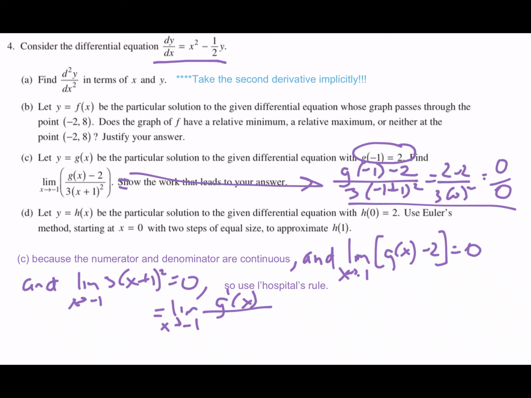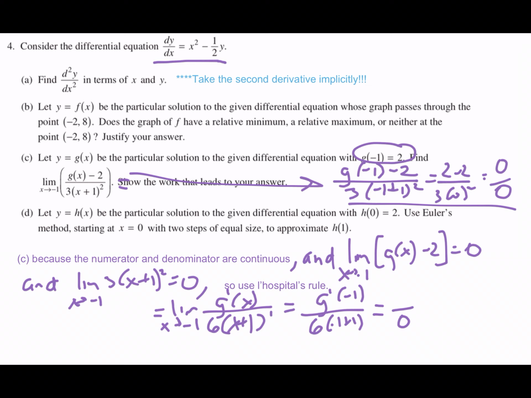The derivative of 3 times the quantity x plus 1 squared is: drop down the exponent, becomes a 6, reduce the exponent by 1, the inside stays the same, times the derivative of the inside, which is just another 1. So this is going to be now g prime of -1 over 6 times -1 plus 1. Okay, so now I see my denominator is still 0. I need my numerator to still also be 0 in order to L'Hopital again. If my numerator is a number, I'm talking about a vertical asymptote, a blow up discontinuity.